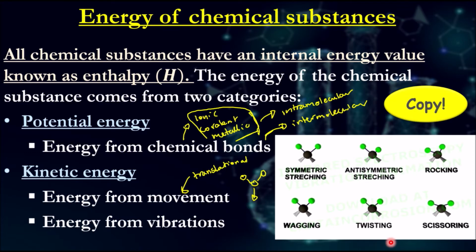So there's a lot of other calculations we take into account in terms of the kinetic energy of the molecule or compound. When you add all these factors together, potential and kinetic energies, you get the overall enthalpy of that chemical substance you are looking into.